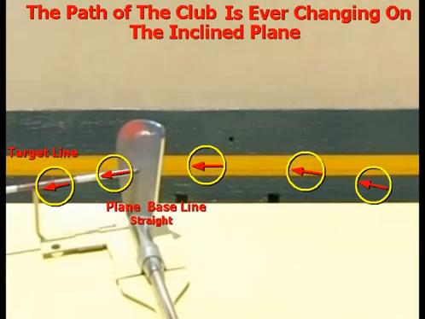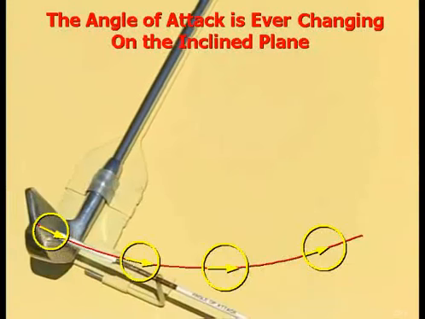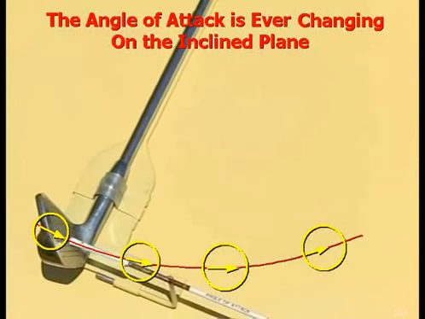And when do we need to know where the path is or what direction it's moving? It's at impact. So the plane that we're swinging it on is what we're going to see on video, but the path is determined by where on that plane the ball is hit. The other thing to understand is that the angle of attack is ever changing on the inclined plane.